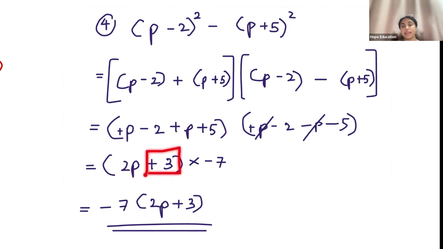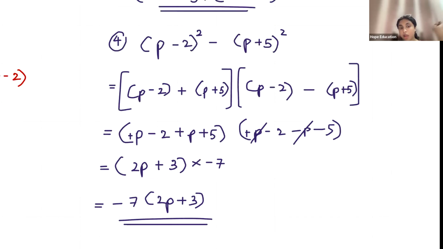Right. On the other hand, here we have plus P, here we have minus P, plus and minus cancel, so they get cut off. Here we have minus 2 and minus 5. They together will form minus 7. Is everybody crystal clear about this? Do you all need any clarification? Anything that you want me to clear out?